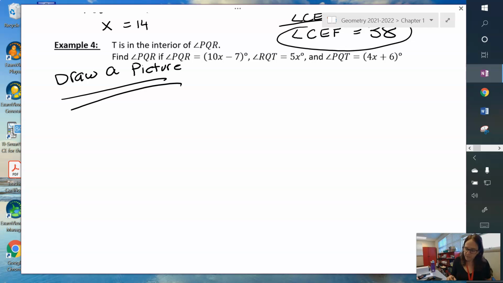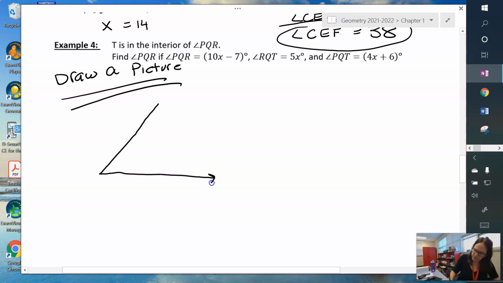So the first thing I have is T is in the interior of angle PQR. So I'm going to draw angle PQR. I'm going to draw it any way I want. I'm going to draw it like this. Here's P, Q is the vertex, and here's R. Okay? Now it says T is in the interior. So somewhere inside the angle, I'm going to put T.